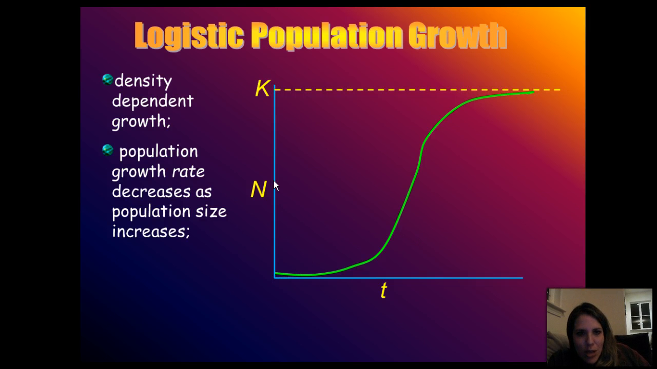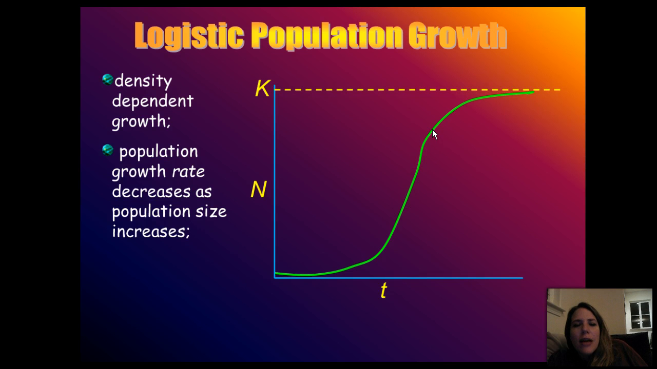So it starts off, again, here's our N, our population size, our population density, and on the x-axis is time. And you can see it starts off looking a lot like an exponential growth curve. It starts off slowly, and then boom, suddenly the population skyrockets. So it starts growing exponentially. But because this is density dependent, logistic growth, you can see that as you keep growing, as you start growing, you start feeling the squeeze.